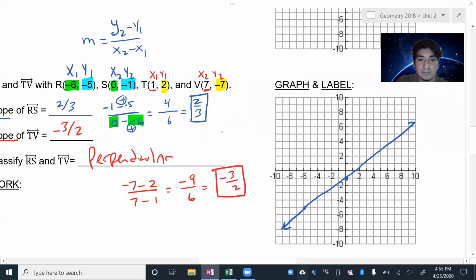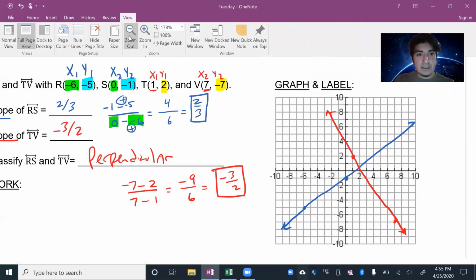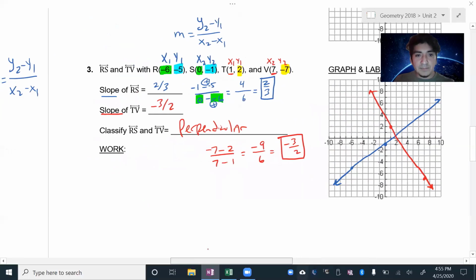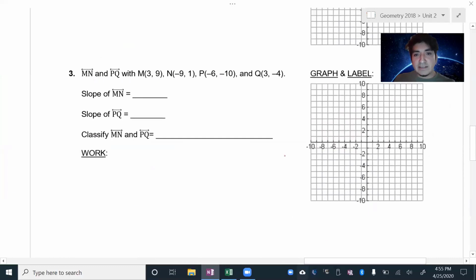As for the red line, we have 1, 2. So it'll be 1, 2. And then 7, -7. So 7, -7. And so you want to connect them. So there you go. So when they're perpendicular, they should create a perfect X along the way. Okay, so that's going to be the perpendicular line. Now, next example.